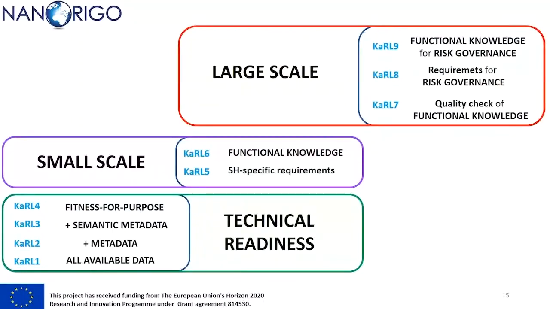And again, to quickly recall each KaRL separately, KaRL 1 is all available data, KaRL 2 is completeness with metadata, KaRL 3 is semantic metadata, KaRL 4 is fitness for purpose, KaRL 5 is stakeholder specific requirements on a small scale, KaRL 6 is functional knowledge, KaRL 7 is quality check of functional knowledge, KaRL 8 are requirements for risk governance, and KaRL 9 is functional knowledge for risk governance.